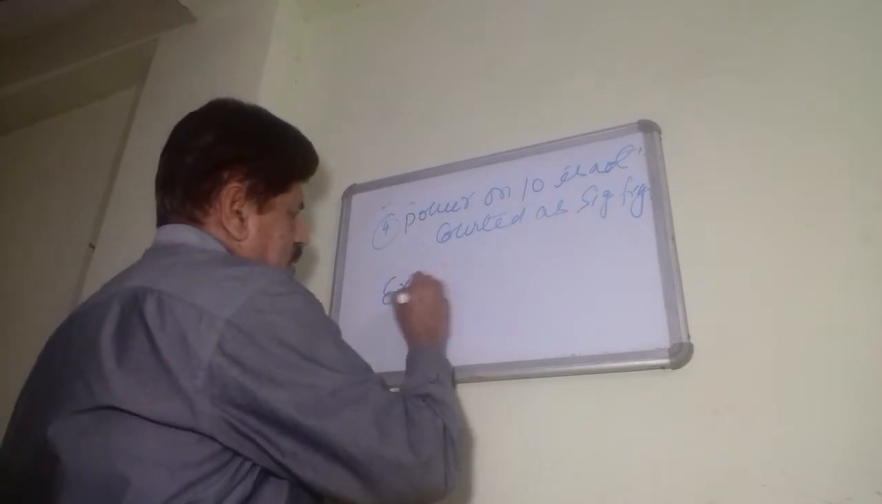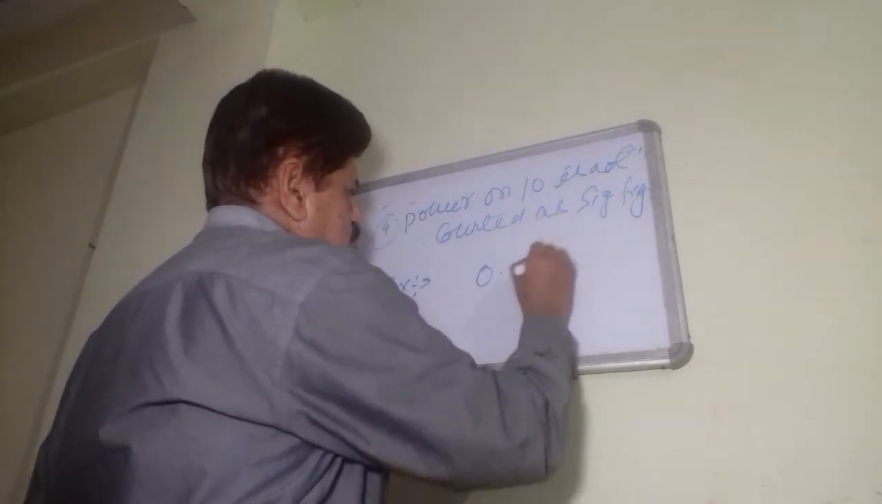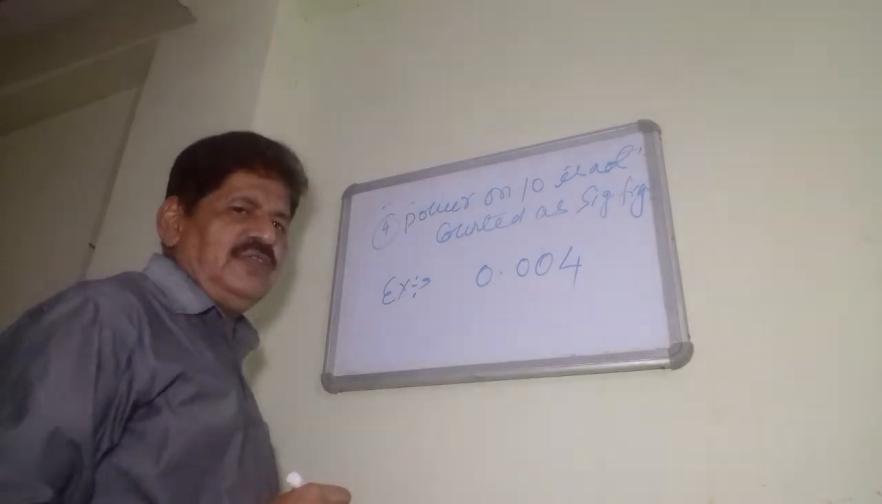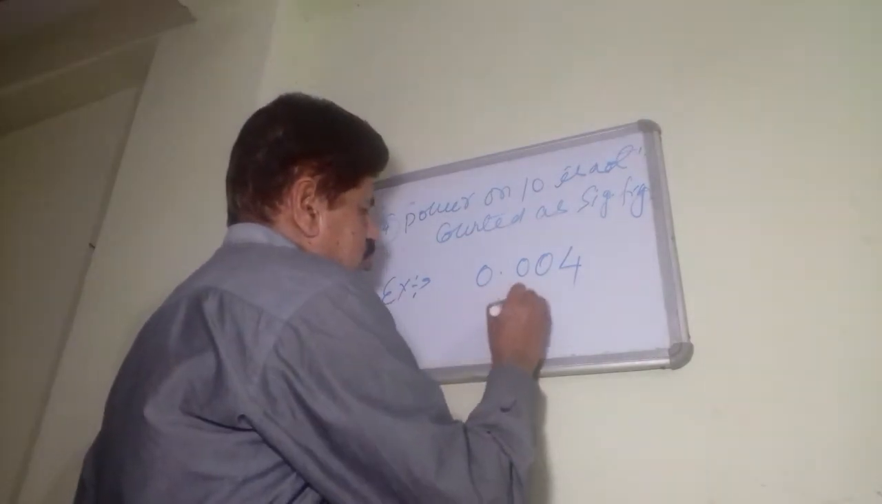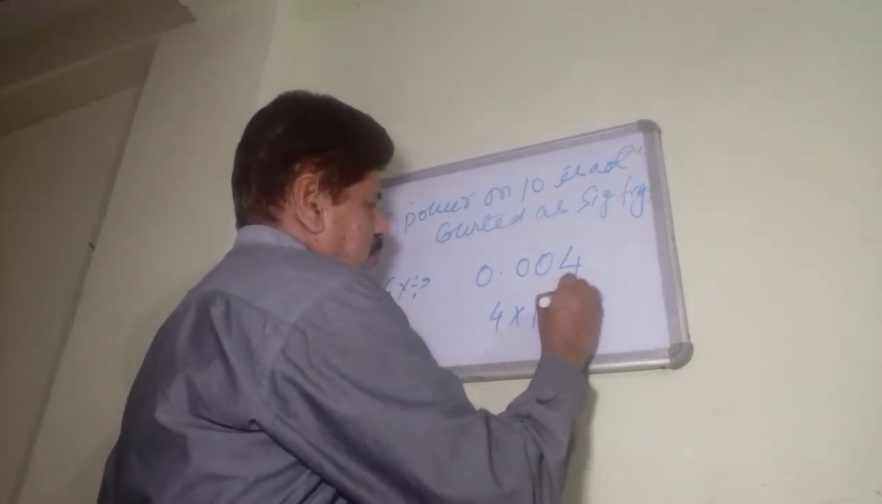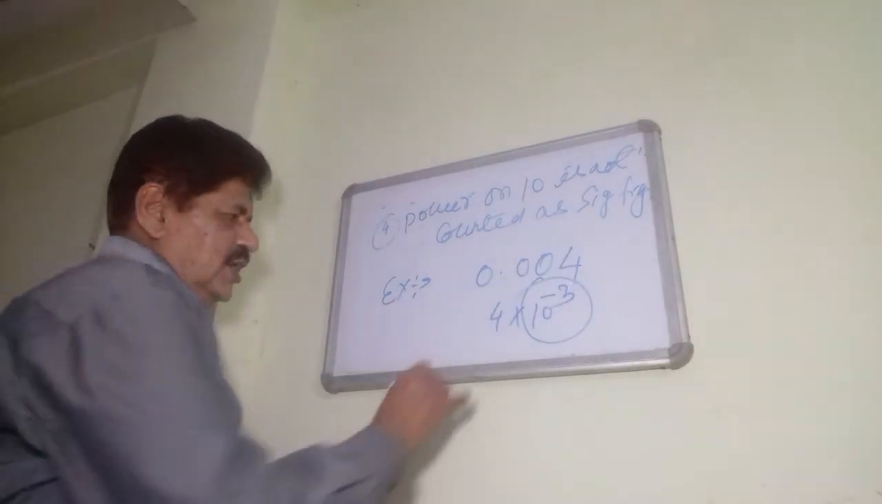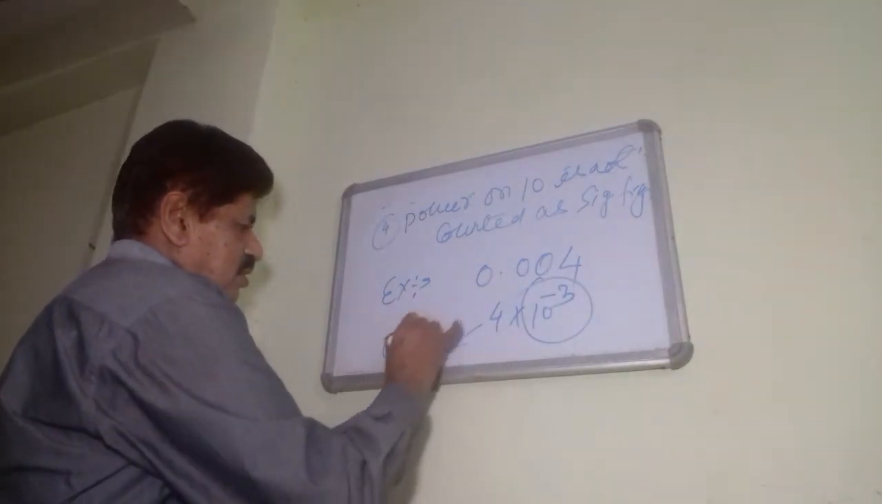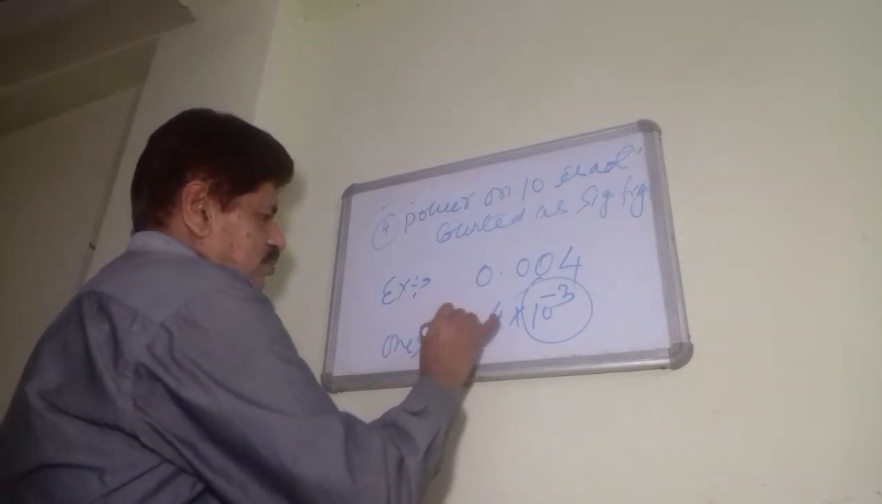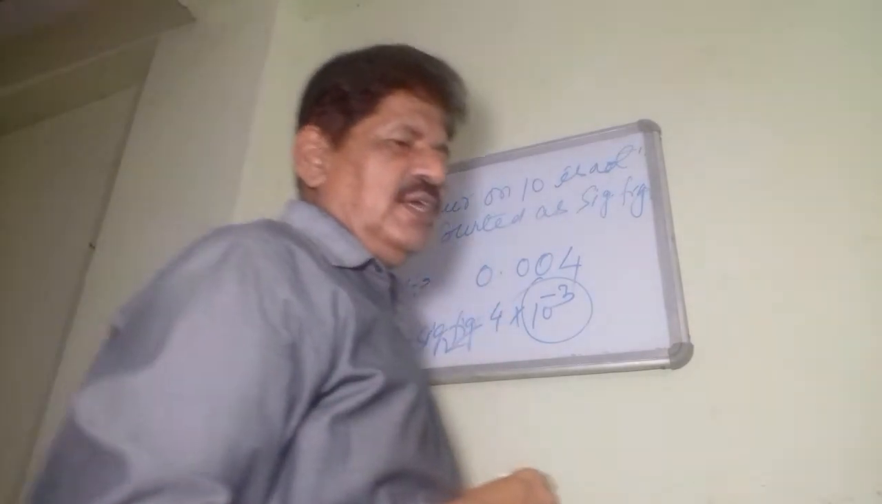Example, 0.004. So how many significant figures? We should convert it to 4 into 10 to the power minus 3. This power is not counted as a significant figure. So there is only one significant figure. In this way, we can easily count the significant figures.